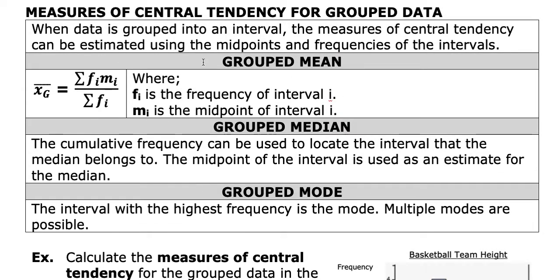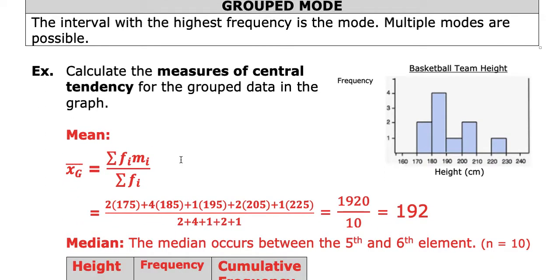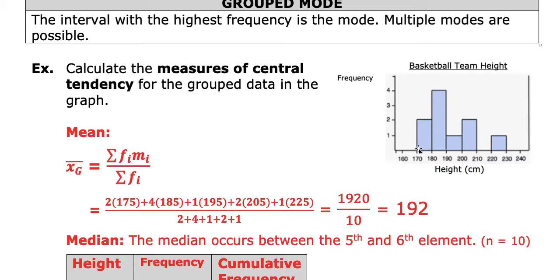So for the grouped mean, the mean subscript group, this is the grouped average. What we're going to do is take the frequency of that outcome multiplied by the midpoint of that interval, divided by the total frequency. So let's take a look at the first example. Here, the midpoint is 175, and its frequency is 2.